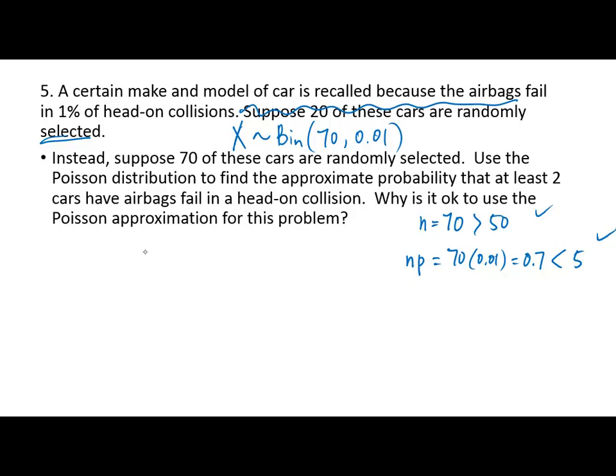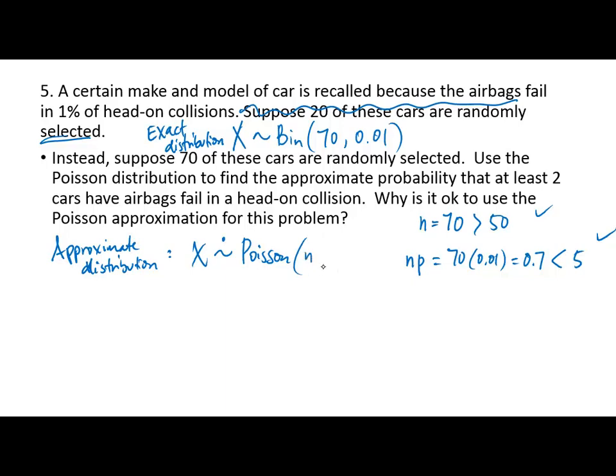Okay, so the approximation is, if X, the exact distribution here is that X is binomial, the approximate distribution is that X is approximately distributed as a Poisson, and then what's the parameter in my Poisson based on n and p? Yeah, n times p, right? So n times p, which is Poisson 0.7.